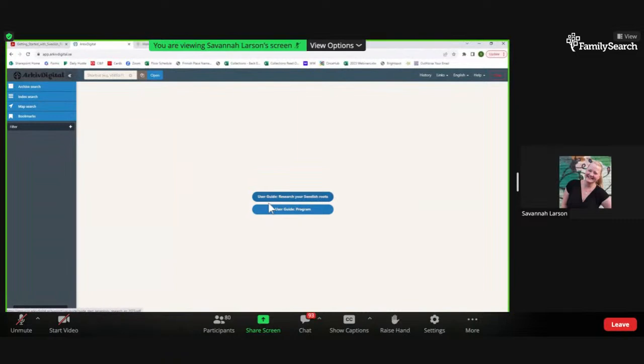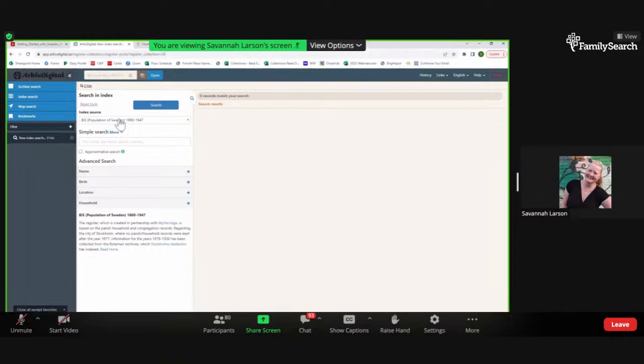If you click on Index Search, household records are under an index source called the Population of Sweden, 1800 to 1947. So they cover a really great time period, especially for immigrants, where you'll get quite a few of these household records. You might be able to get one or two generations easily with this index before you have to go back into a time period that is not indexed.